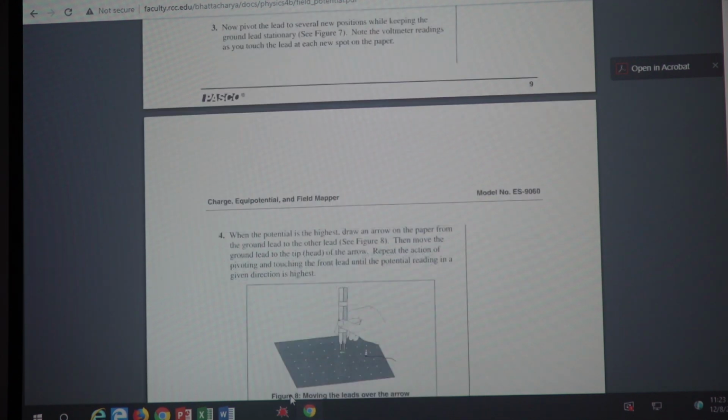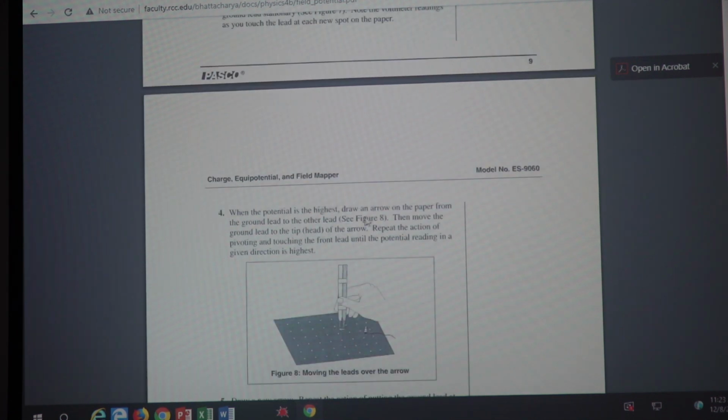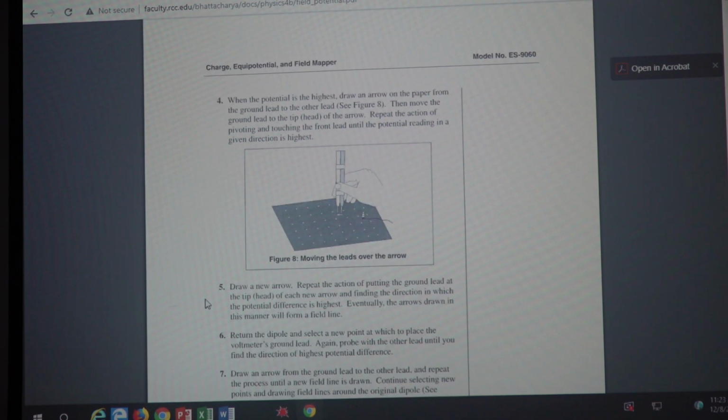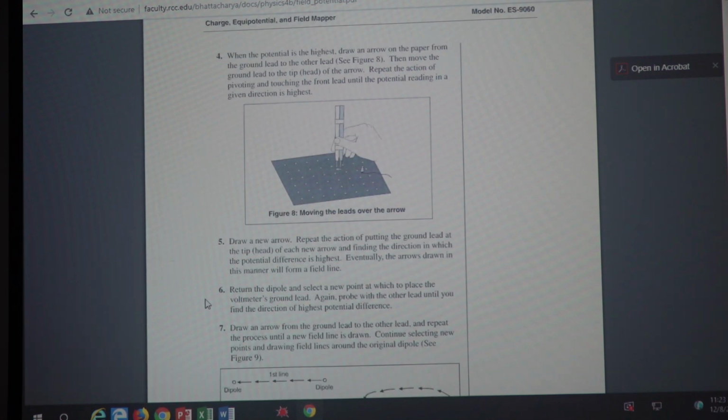And then when the potential is the highest, draw an arrow on the paper from the ground lead to the other lead. This is what I meant, that you look at the steepest descent, where the difference would be the highest. Then move the ground lead to the tip, repeat the action, pivoting and touching the other lead until the potential reading in a given direction is the highest. So you're always looking at the steepest descent of the electric field, which will give you the highest potential differences.